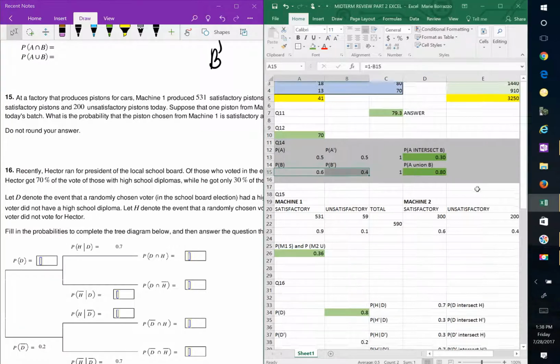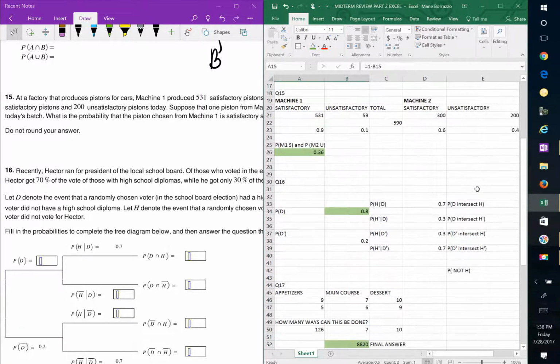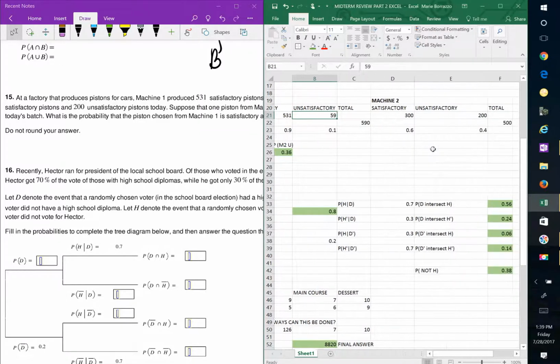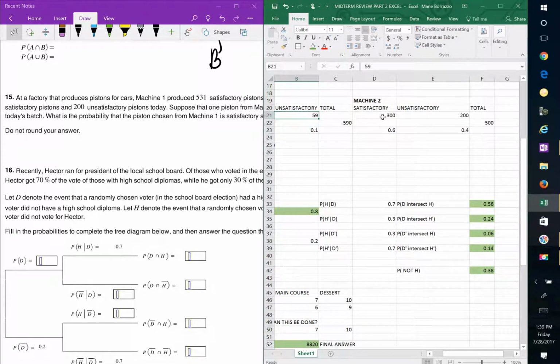Okay, question 15. Look at question 15. You've got two machines, machine 1 and machine 2. They tell you that machine 1 has 531 satisfactory pistons and 59 unsatisfactory pistons. A total of pistons, meaning that if I add these two numbers, I get 590. That's your total, and I have that there for you. For machine 2, they tell you that machine 2 has 300 satisfactory pistons and 200 unsatisfactory pistons, a total of 500.